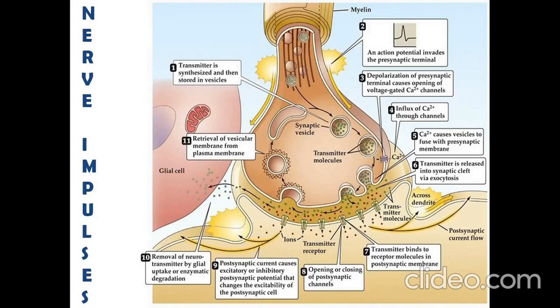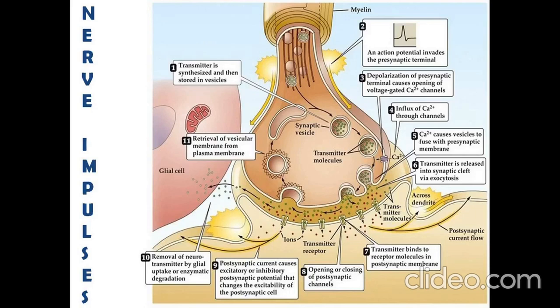After the synaptic cleft, they bind to the receptor molecule on the postsynaptic membrane, causing opening or closing of the postsynaptic channel. The postsynaptic current causes the excitatory or inhibitory postsynaptic potential that changes the excitability of the postsynaptic cell. And last is removal of the neurotransmitter by glial uptake and enzymatic degradation, and retrieval of the vesicular membrane from the plasma membrane. These are the nerve impulses.